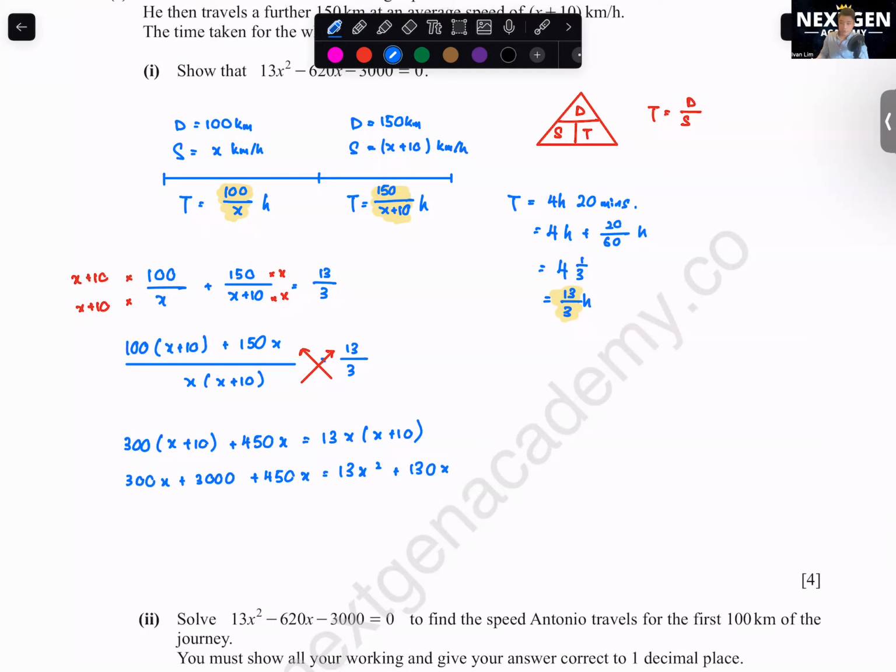Shift everything to the right-hand side, and then we group it together. 130x, 450x, 300x. So 130 minus 300 minus 450, we get minus 620. So I shift everything to the right-hand side, and this one will be 13x squared minus 620x minus 3000. Then I put equals 0 to the right-hand side.